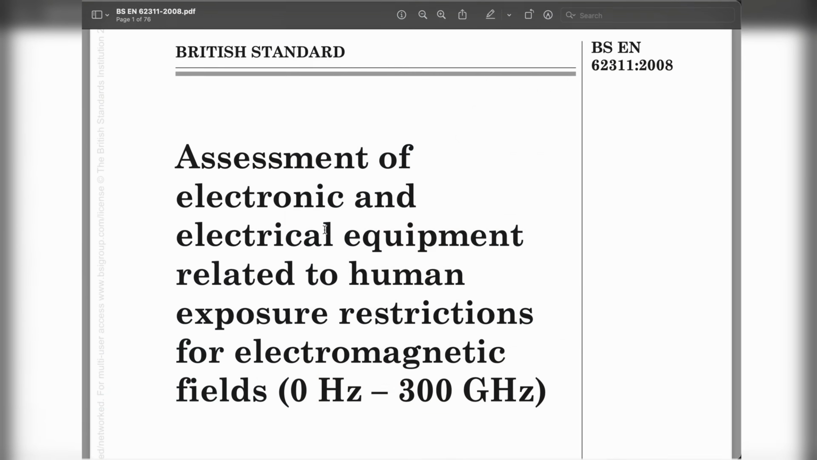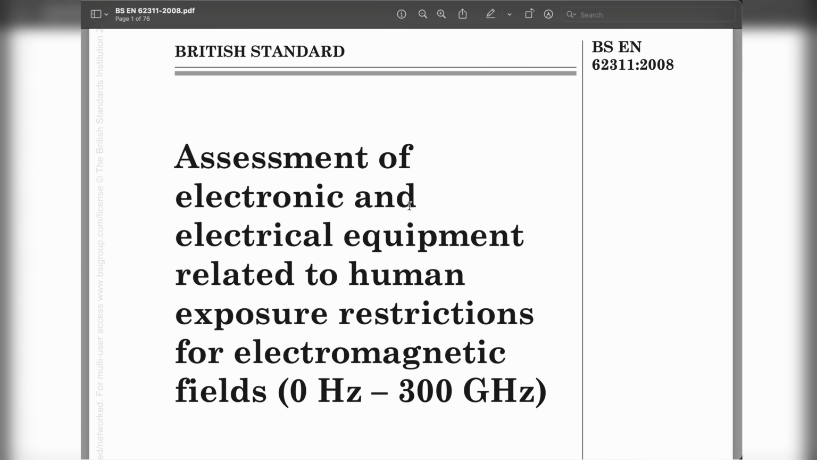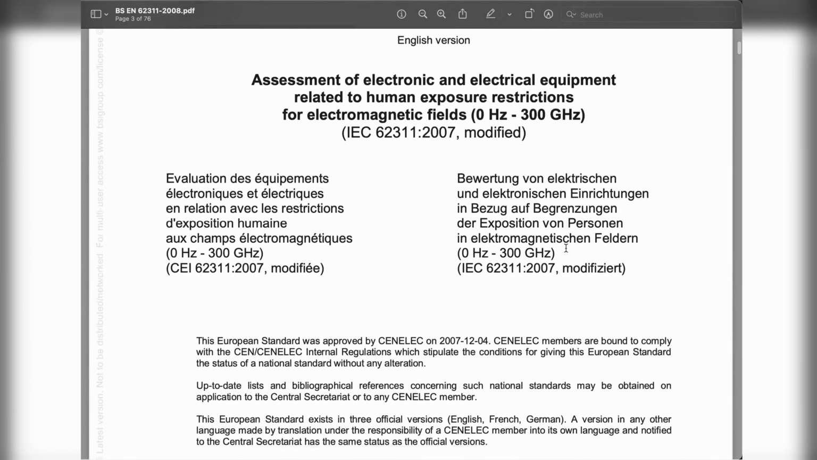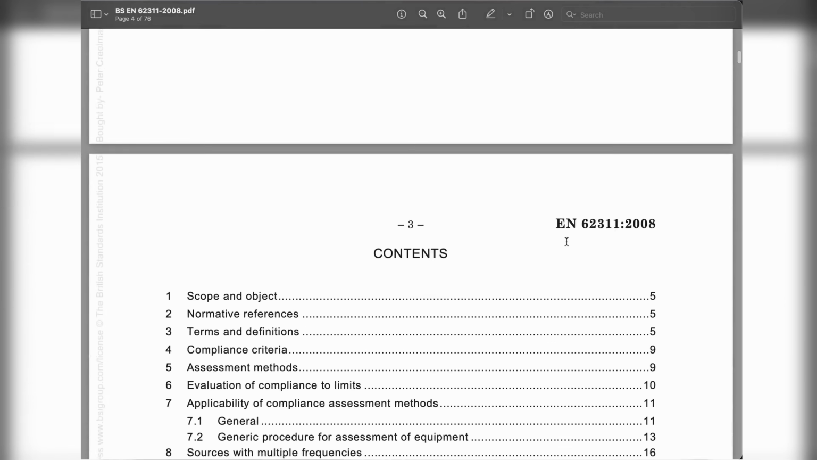The near field distance of the antenna is important because it's going to determine which formula we need to use for the calculation of electromagnetic power density. And this relationship is defined in the EN 62311 2008 standard. This standard specifies several ways in which the assessment of electromagnetic field exposure can be performed.